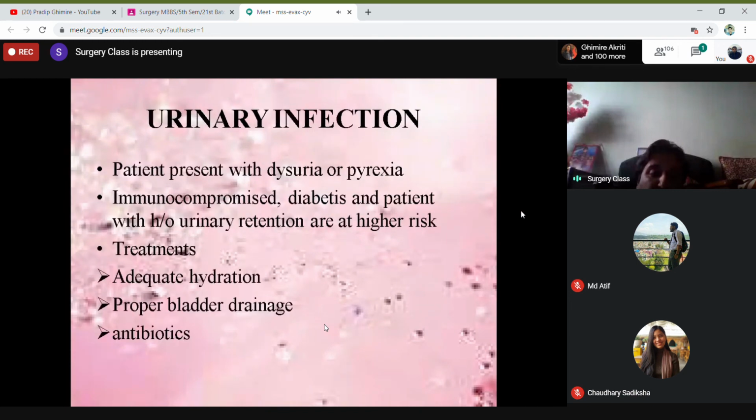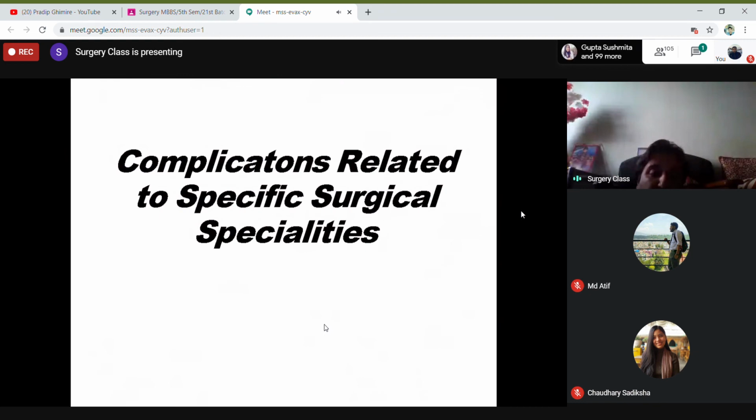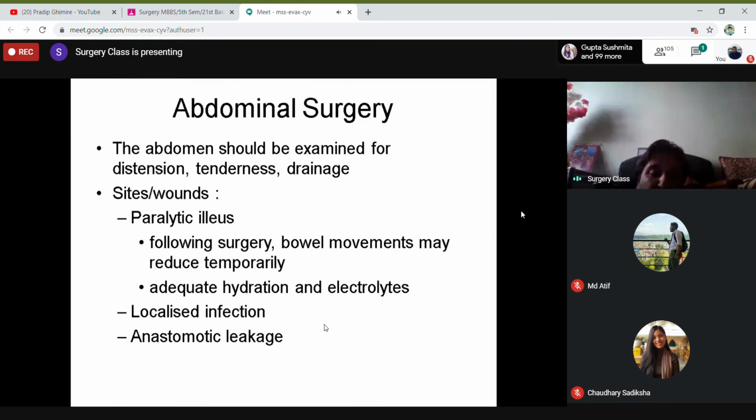Urinary infection: if the patient presents with pyrexia, the patient has fever, then you have to check for urinary infection and see what the cause of the fever is. Whenever you see fever in the post-op period, on day 2 or 3, you have to suspect many things. I'll come to that.